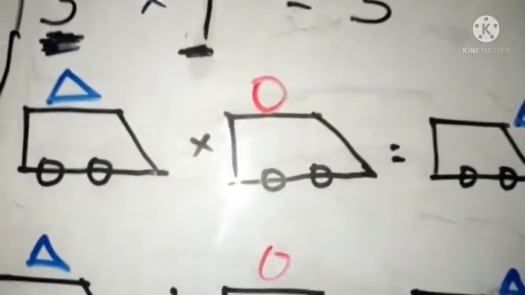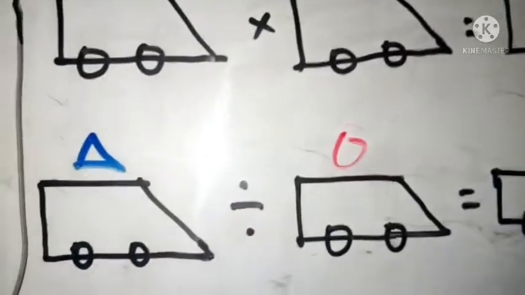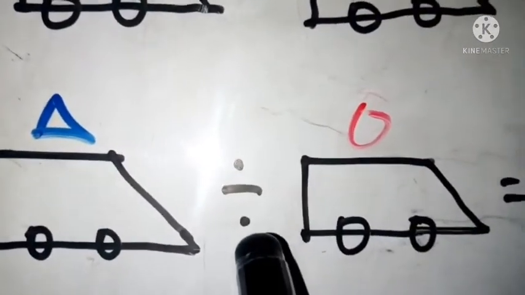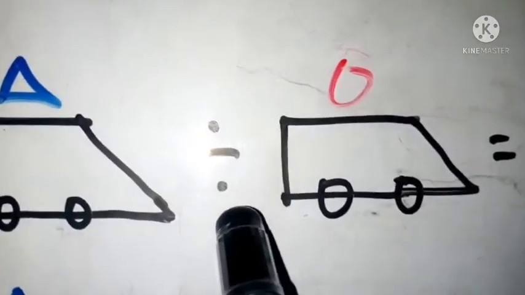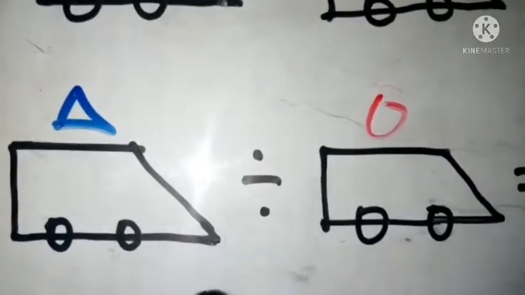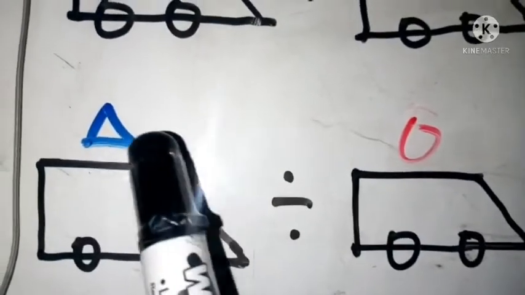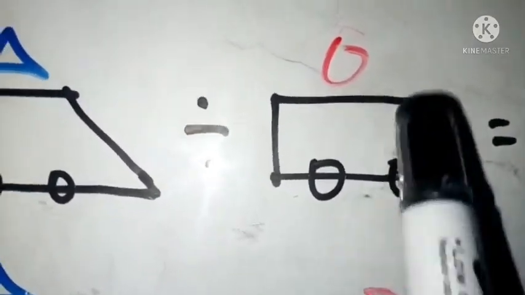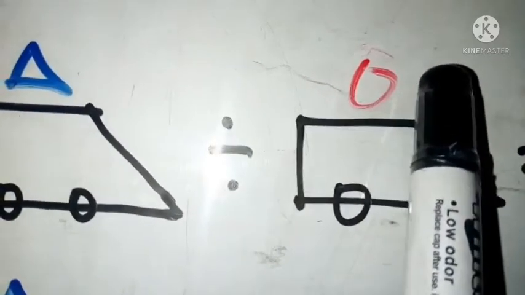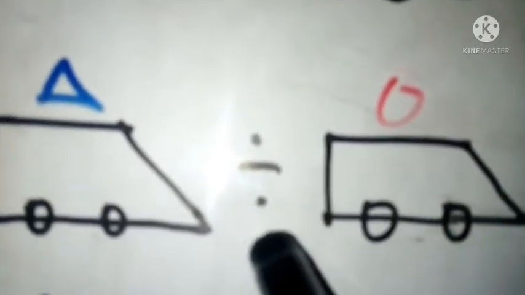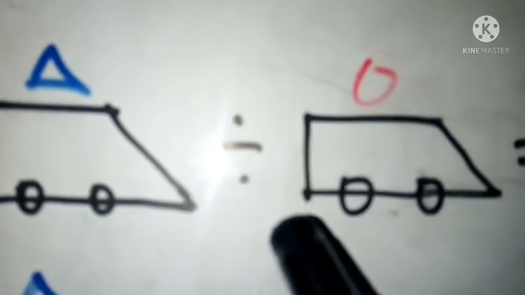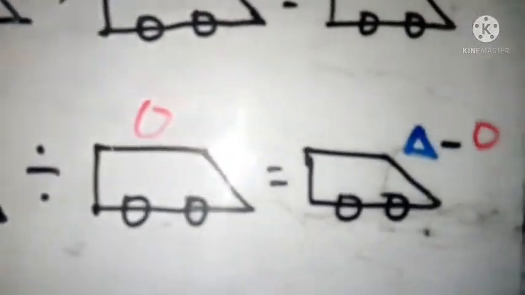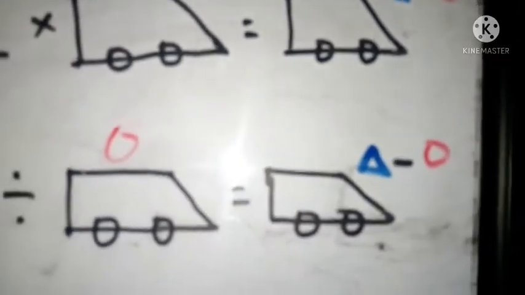The second law says that with the same scenario, if the trucks are being divided, there's a division sign between the trucks. This is the same truck with this load on the first day, and on the second day the truck with this type of load. It's being divided, this is just an assumption. What happens is that you have to subtract the loads that they brought.